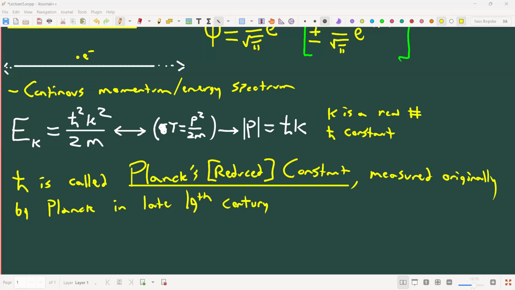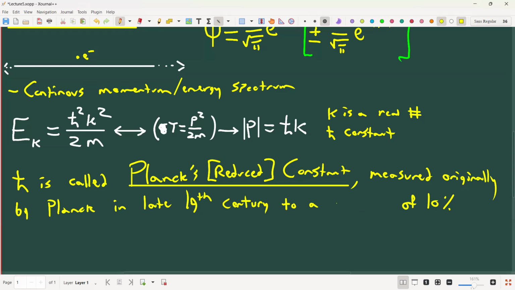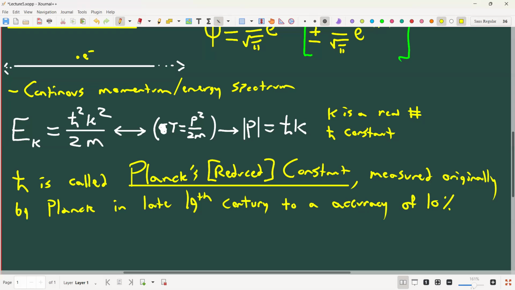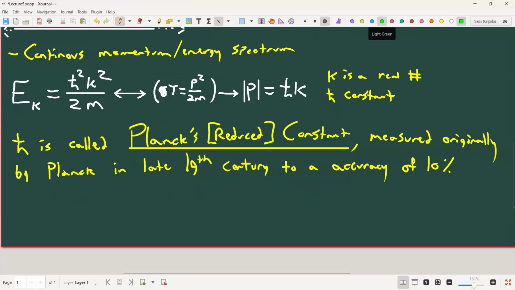Originally measured by Planck in the 19th century to an accuracy of 10%. I shouldn't say precision and accuracy. His precision was a little higher than that, or a little lower than that, but its accuracy was 10%. Right? And when you see this number, it's really impressive how we can measure this to 10%. So the value of H bar, and let me get the exact value. It's defined exactly now. It's not a number that has an uncertainty in today's world. It's defined exactly.